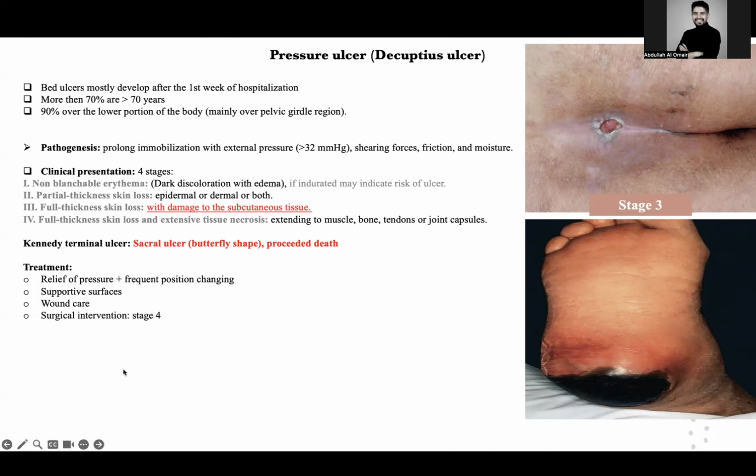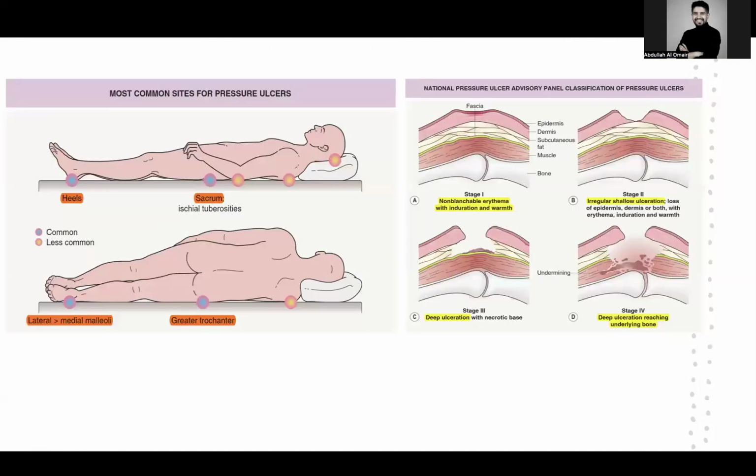The same treatment, however, we need to do surgery in stage 4 pressure ulcer. These are the locations of pressure ulcer as we mentioned before, and also the depth and the stages of ulcer.